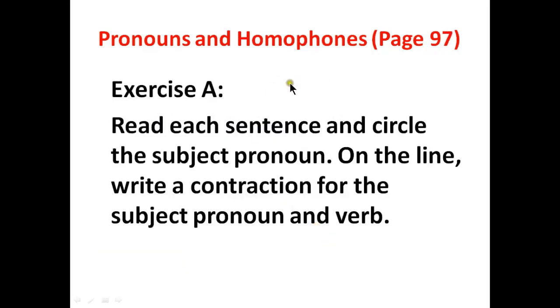My dear students, now please be attentive as we are going to do the next page, that is 97. Here you will have two exercises. Exercise A. Read each sentence and circle the subject pronoun. On the line, write a contraction for the subject pronoun and verb. That verb will not be an action verb, but a linking verb. And what are subject pronouns? Words like he, she, it, they, I, we, and you are called subject pronouns.